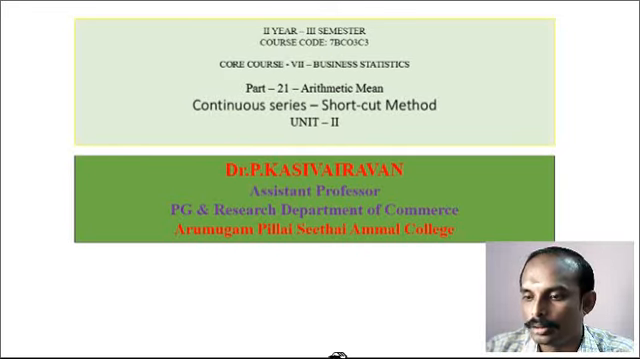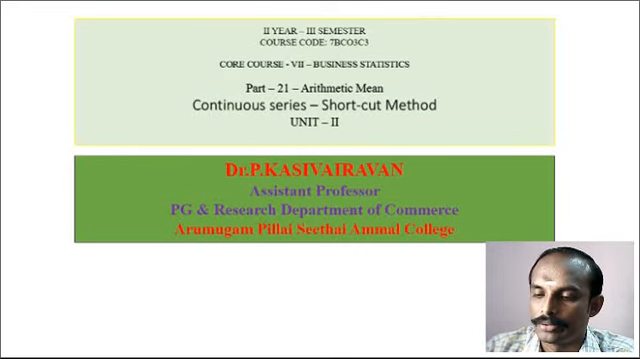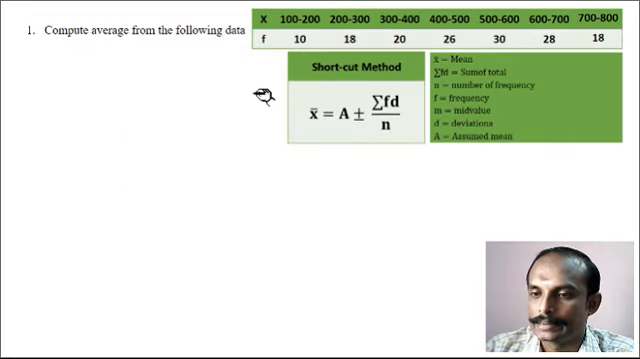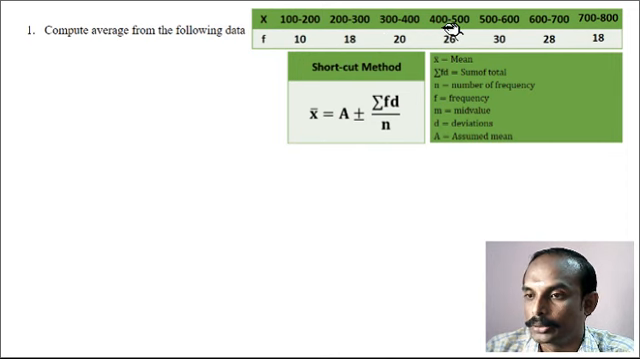Welcome to all. Today we discuss the topic of arithmetic mean, continuous series, shortcut method. For example, x is 100 to 200, 200 to 300, 300 to 400, 400 to 500, 500 to 600, 600 to 700 and 700 to 800. The frequency f is 10, 18, 20, 26, 30, 28 and 18.